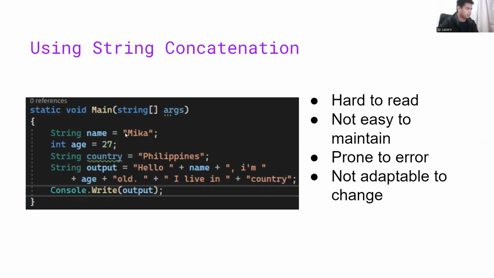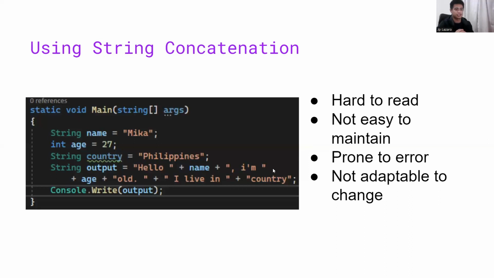So yeah, I assigned multiple variables, name, age, and country, and then I concatenate it inside the output together with the properties. As you can see, there's a lot of plus signs, and I combine the strings using the double quotes together with the variables. It's quite dirty to see, right? And this one is hard to read.